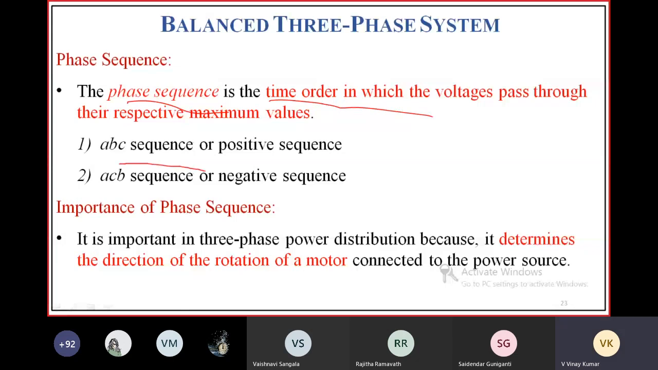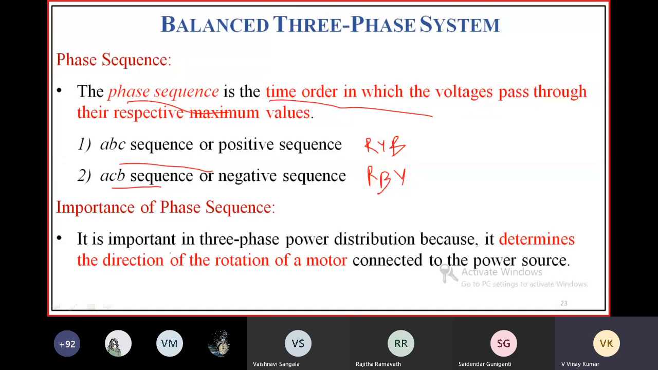We have two phase sequences. One is ABC sequence, second one is ACB. You can also have naming conventions like this: RYB phase sequence. This is R, this is B, Y. You can also have phase sequence naming convention like this: ABC phase sequence, or positive sequence. This is ACB, negative sequence.